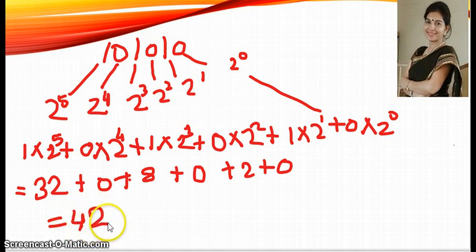So we have checked our answer also, that we have converted it correctly. So this was all about the conversion from decimal to binary number system, and then binary number system to decimal number system. This is the decimal equivalent, so we will put inside a bracket and we will write base 10. This is the base 2. This is bracket.